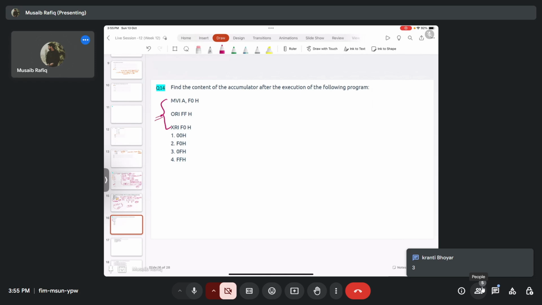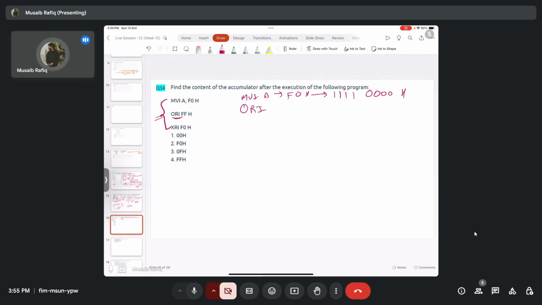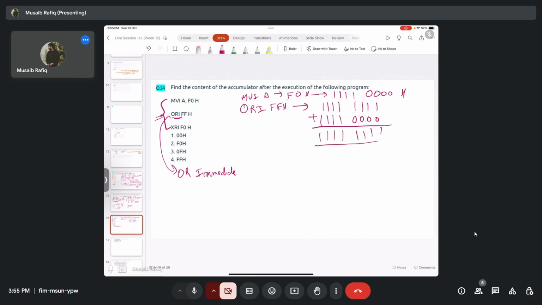So I have one student with the answer. Thank you. It's the correct answer. So we have this MVI A, that is move immediate A, F0 hex. So the contents of accumulator will be F is 1, 1, 1, 1, 0 is simply 0. Then I have OR immediate, ORI, FF hex. So it's 1, 1, 1, 1, 1, 1, 1, 1 ORed with contents of accumulator, that is 1, 1, 1, 1, 0, 0, 0, 0. So when you do the OR operation, it is 1, 1, 1, 1, 1, 1, 1, 1, right?